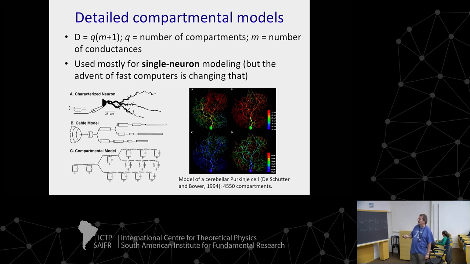It has 5,550 compartments. I think the newest version of this model should have more, say, close to 6,000 compartments, I don't know. And then you can do lots of simulations with this model. You can inject current at any point you want, at the soma, at any dendritic branch, and then you can simulate the propagation of the voltage across the dendritic tree and observe the dynamics of it. So you can model single cells and observe behavior.